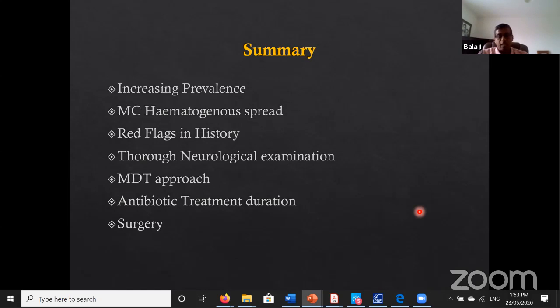These patients are usually managed by a multidisciplinary team approach. Antibiotics are the mainstay of treatment, and remember that they need to be treated long term. And surgical options are reserved for patients with instability or neurological deficit.